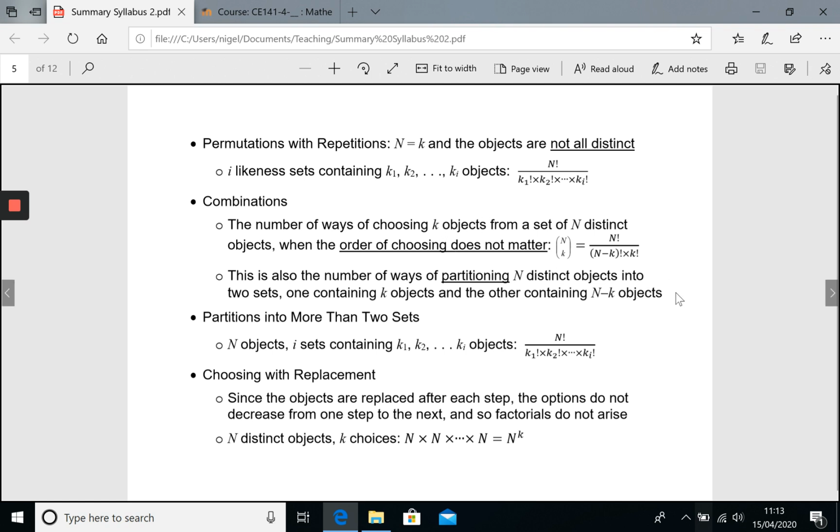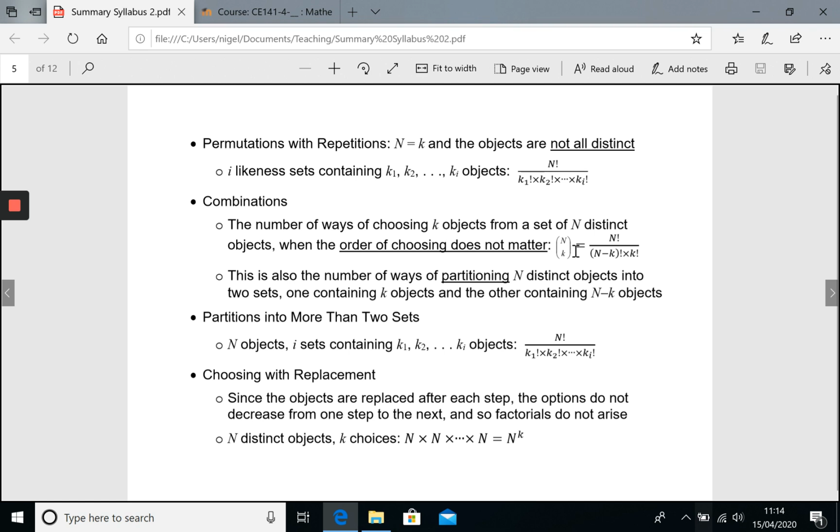We then went on to look at combinations. So this is the same as permutations, except now we regard two selections which have the same objects but just chosen in a different order as being the same selection. So now we're not interested in the order in which things are selected, and that means that there are fewer options than we would have with permutations. In particular, there are fewer by a factor of the number of orders in which the selected objects could be chosen. So there is this extra term in the denominator, k factorial, which appears with combinations.